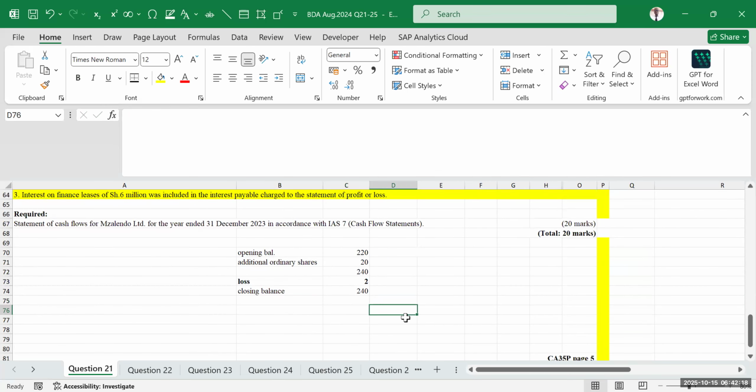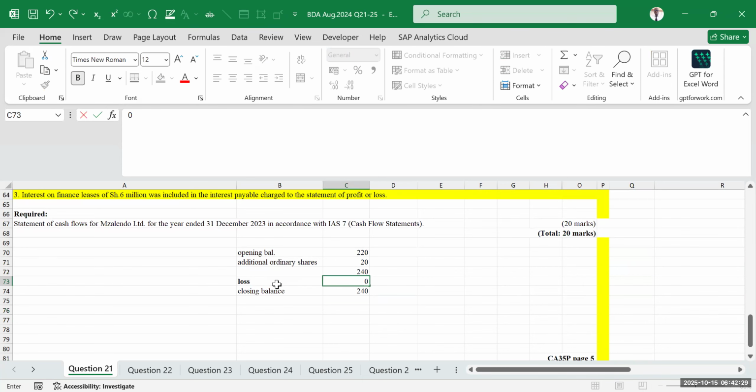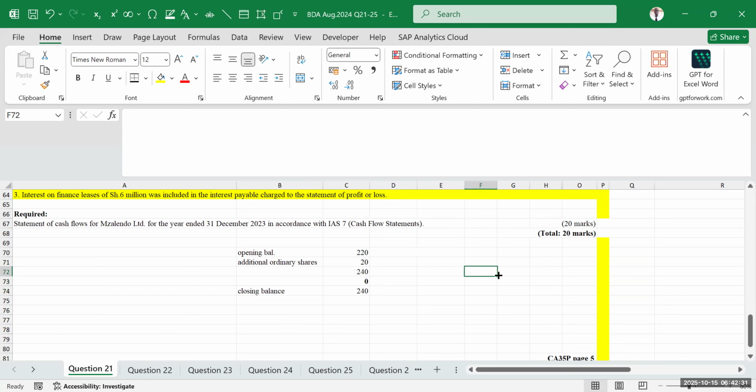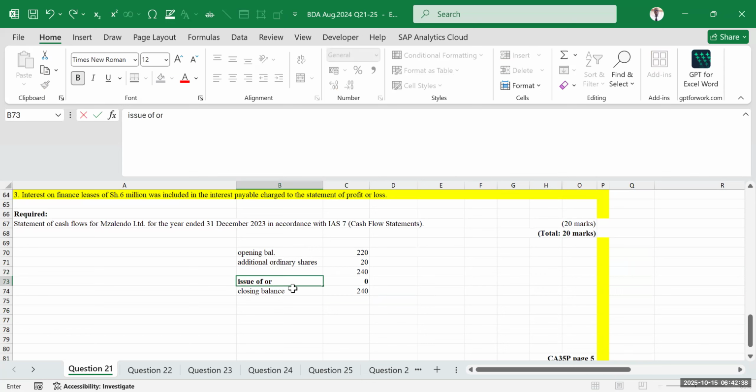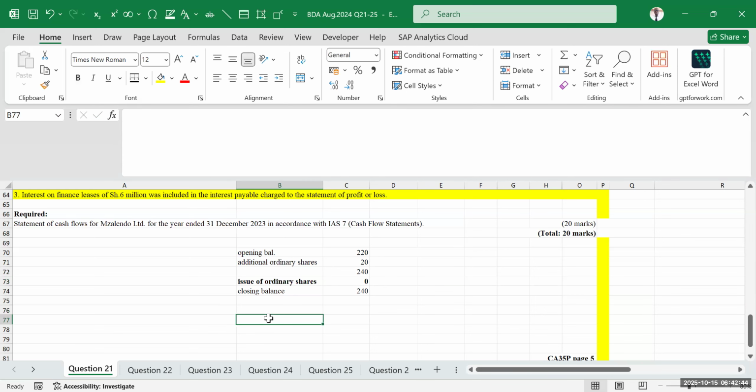Very good. Then it means there was no issue of ordinary shares. The difference is 0. So the issue of ordinary shares is 0. Now when I go to share premium, I take the opening, which is 70.